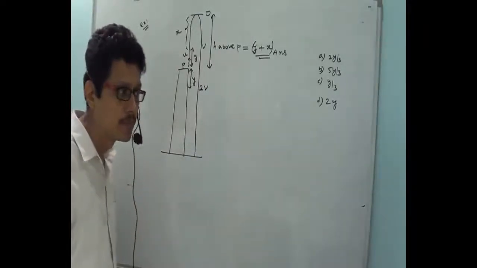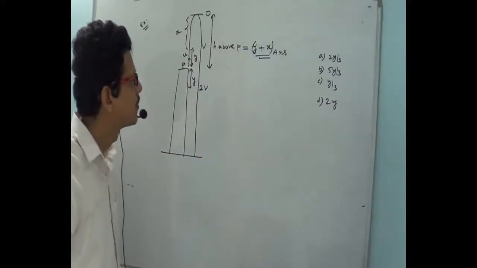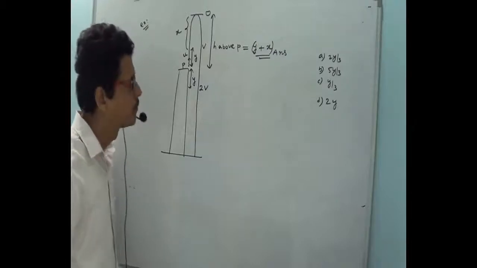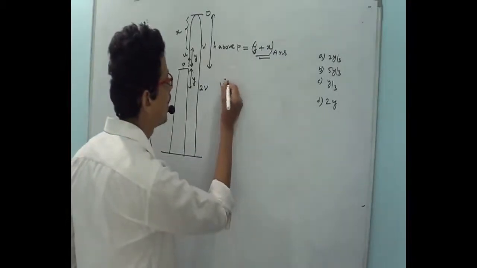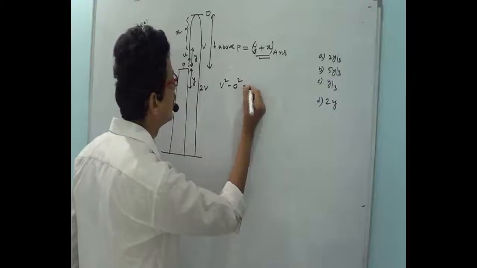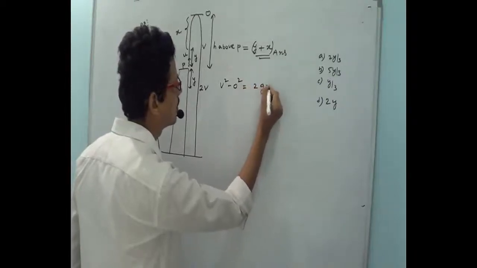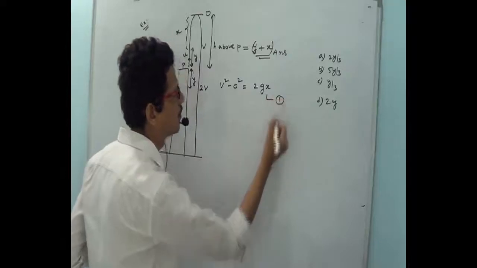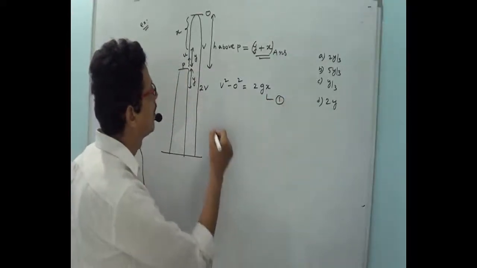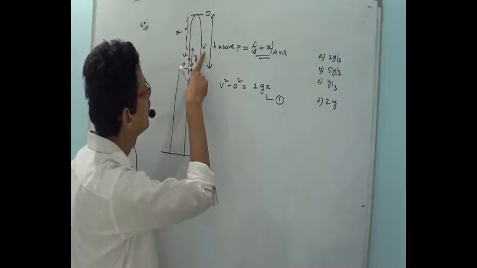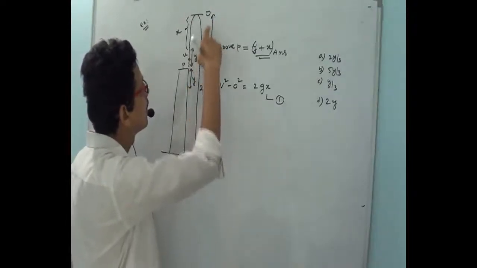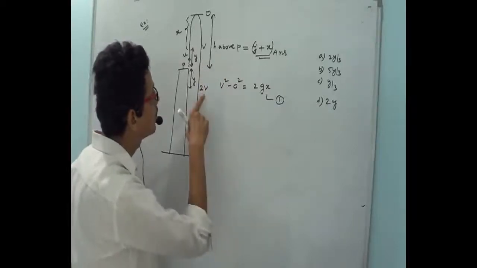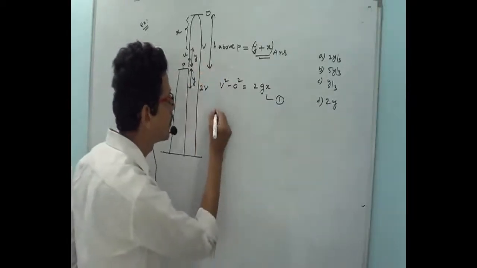A formula is given: V square minus U square is equal to 2AS. That formula, okay? V square minus 0 square is equal to 2gx. This is equation 1. And this is final speed, na? This is initial speed in this journey. From here to here, this is final speed and this is initial speed.